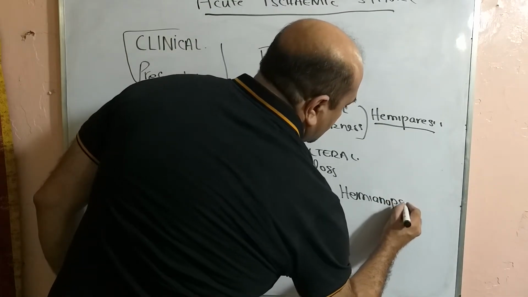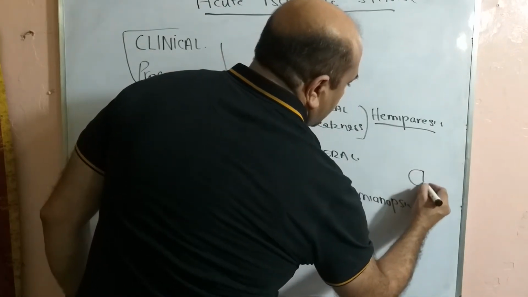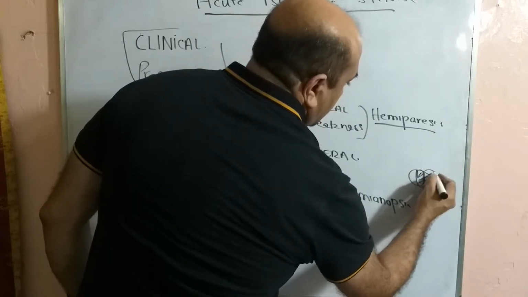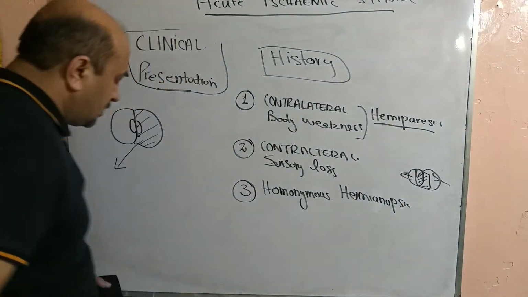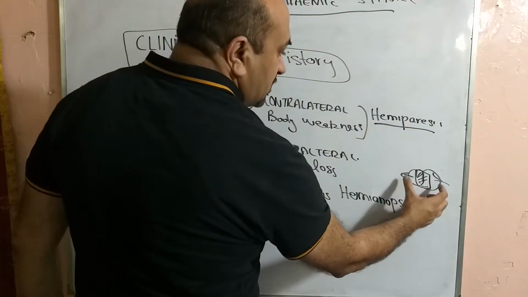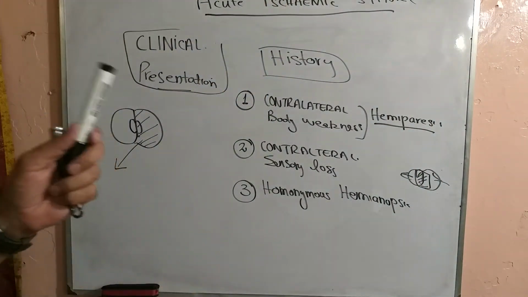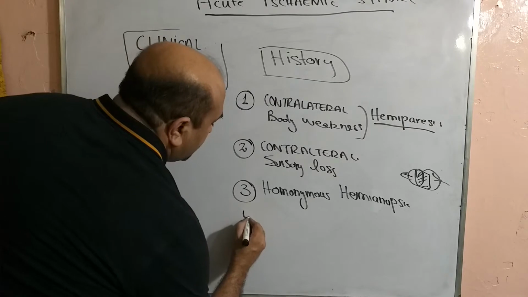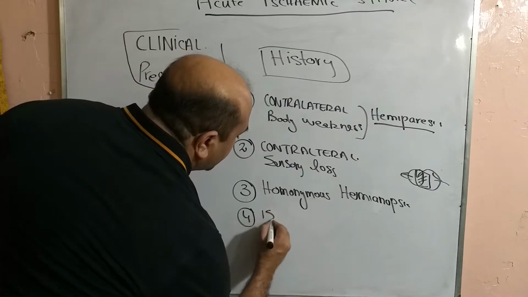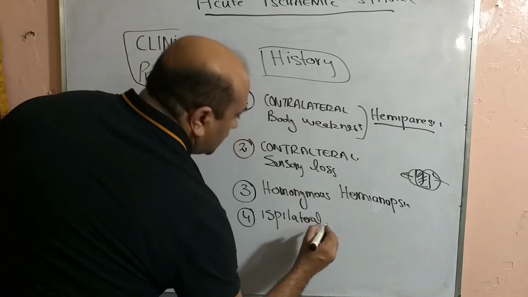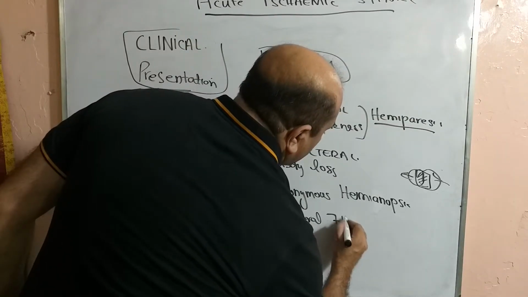Hemianopsia. If this is the visual field, the patient may be looking at the nasal part, but both temporal visual fields are gone. So the patient is looking at half the picture, and the other half may be out of sight. Third, there can be involvement of the facial nerve of the same side, ipsilateral seventh nerve involvement.